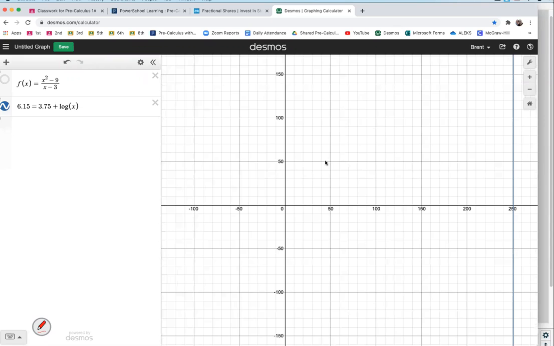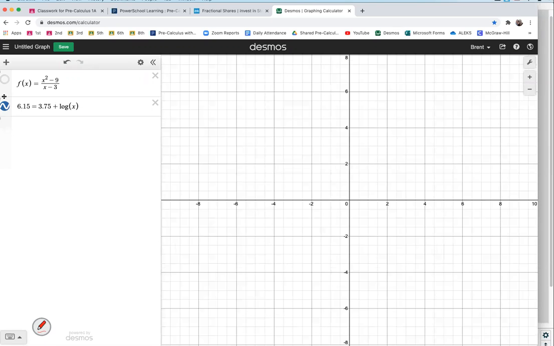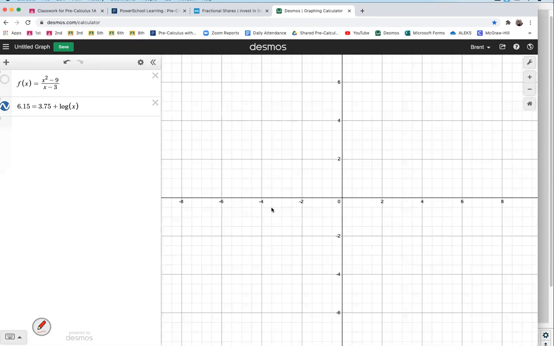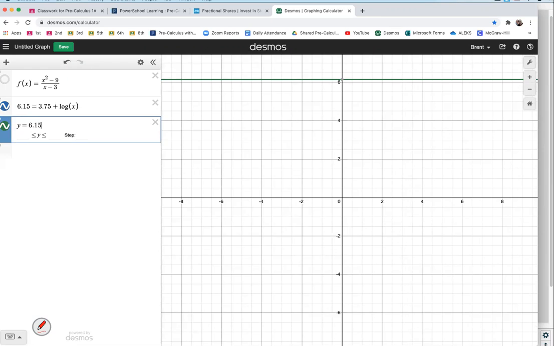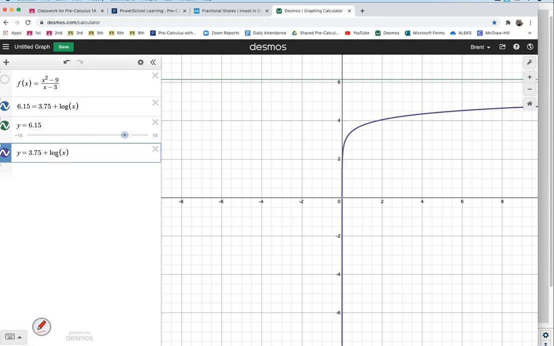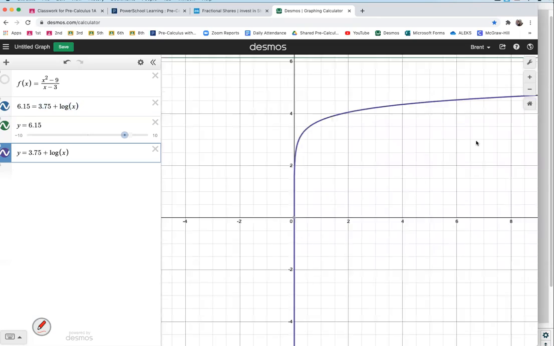So an easier way of possibly getting that solution is, if you don't see it right away and you think you might have done something wrong, one thing you can do is divide it and put the left side of the equation as its own equation, y equals 6.15, and do another where you set the right side, I'll just copy and paste here, as equal to y. There we go.